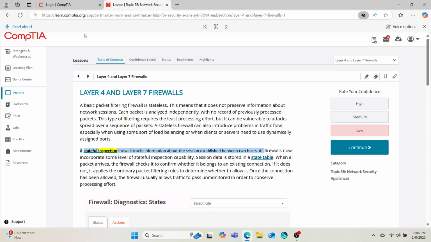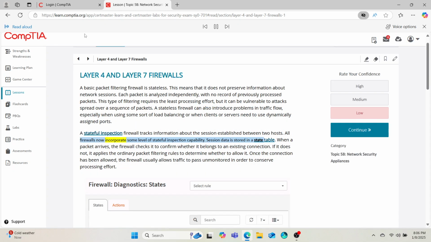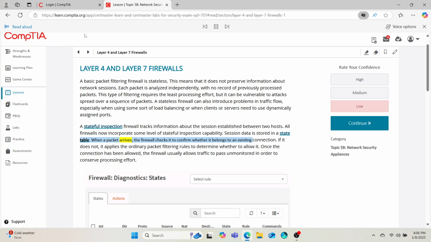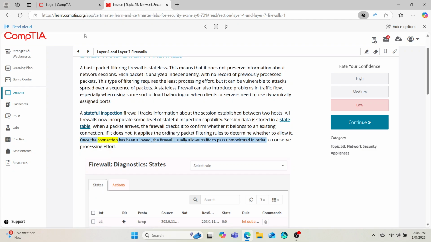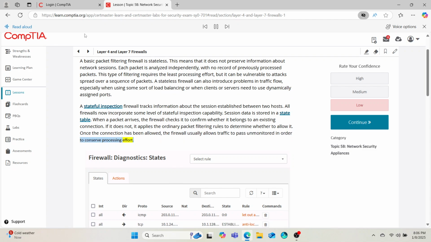A stateful inspection firewall tracks information about the session established between two hosts. All firewalls now incorporate some level of stateful inspection capability. Session data is stored in a state table. When a packet arrives, the firewall checks it to confirm whether it belongs to an existing connection. If it does not, it applies the ordinary packet filtering rules to determine whether to allow it. Once the connection has been allowed, the firewall usually allows traffic to pass unmonitored in order to conserve processing effort.